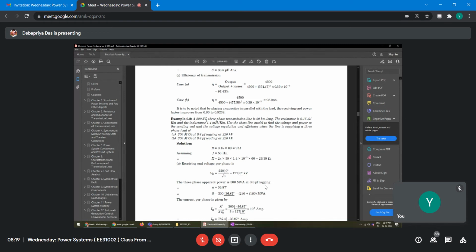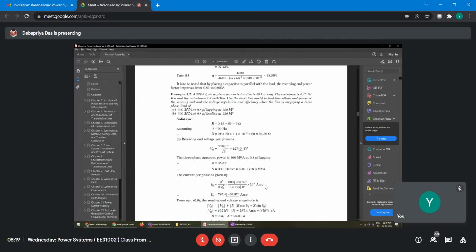You have to keep in mind that when the load is three phase, and whenever a three phase transmission line is given, it is always better that you convert it first to single phase, right? So three phase load means it is 300 MVA, 0.8 power factor lagging at 220 kV. Another is the same thing but 0.8 leading power factor, right? So R is given per kilometer, so multiply by 60. So this is 9 ohm.